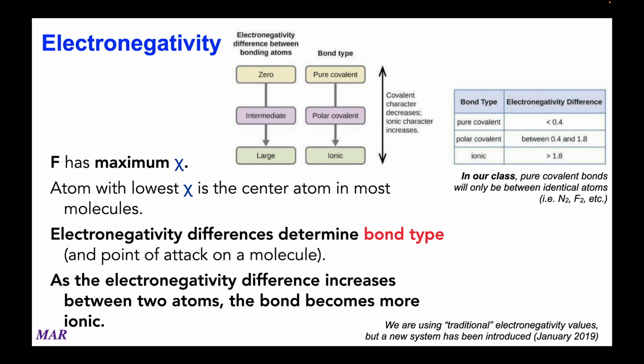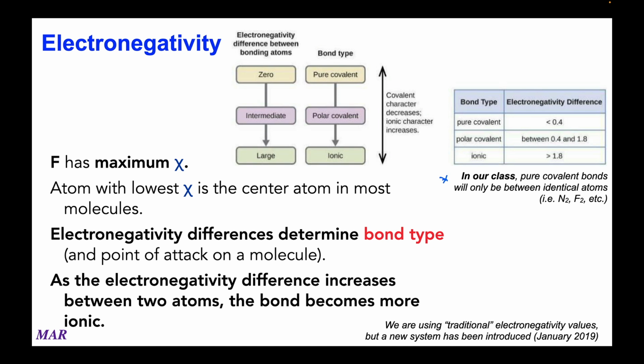Now, in some books, they will use differences in electronegativity to find out if you have a pure covalent, polar covalent, or ionic bond. We're not going to follow this very carefully, but I do want you to know about it if you hear it. And in our book, it says that a pure covalent is if you have an electronegativity difference of less than 0.4, polar covalent 0.4 to 1.8, and ionic is greater than 1.8. There's controversy about this. We're not going to follow it real careful.